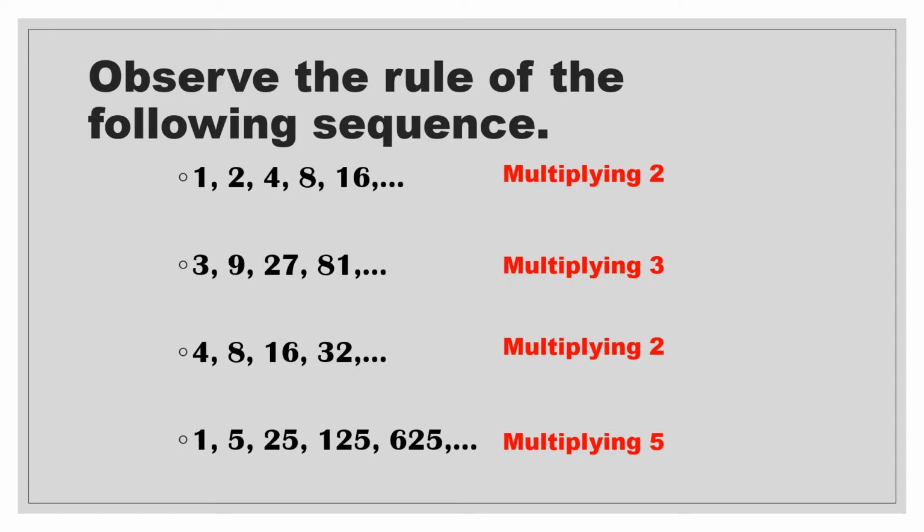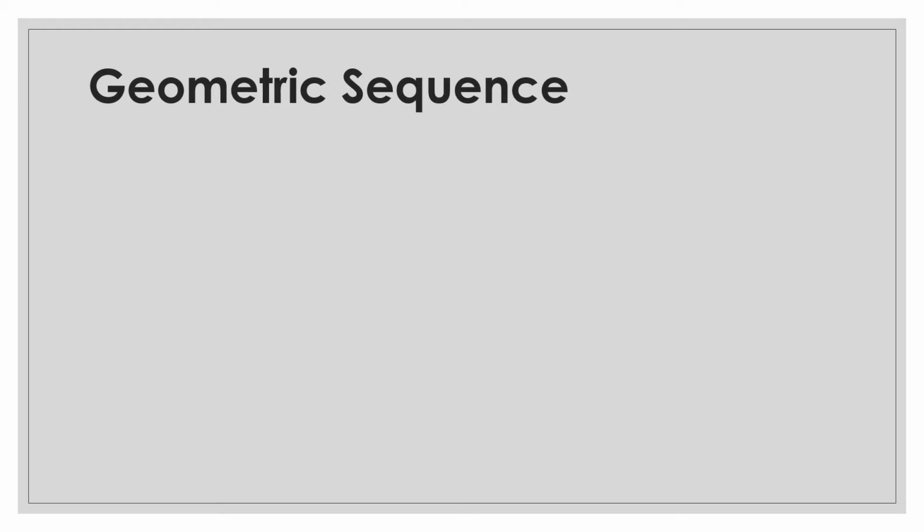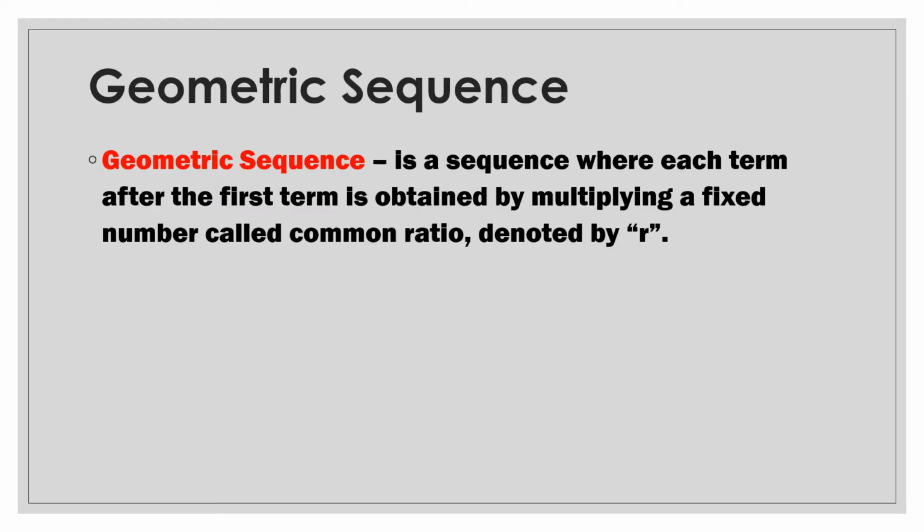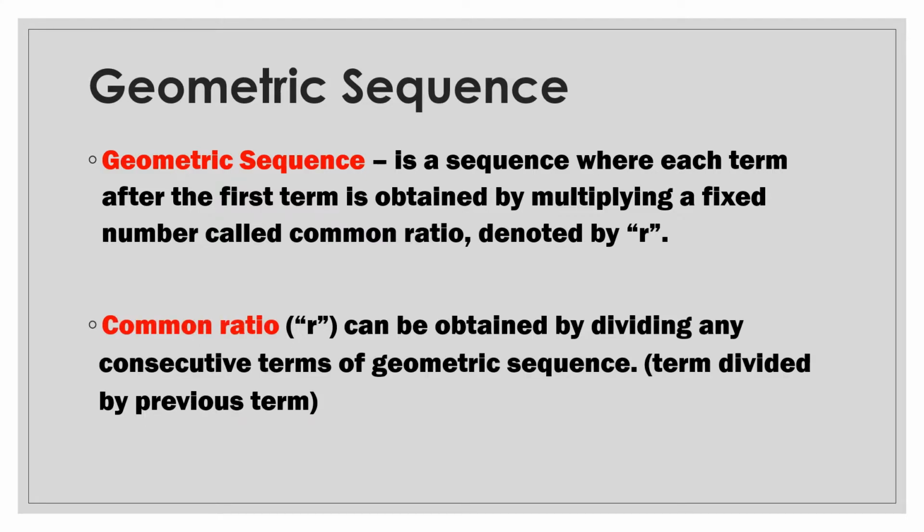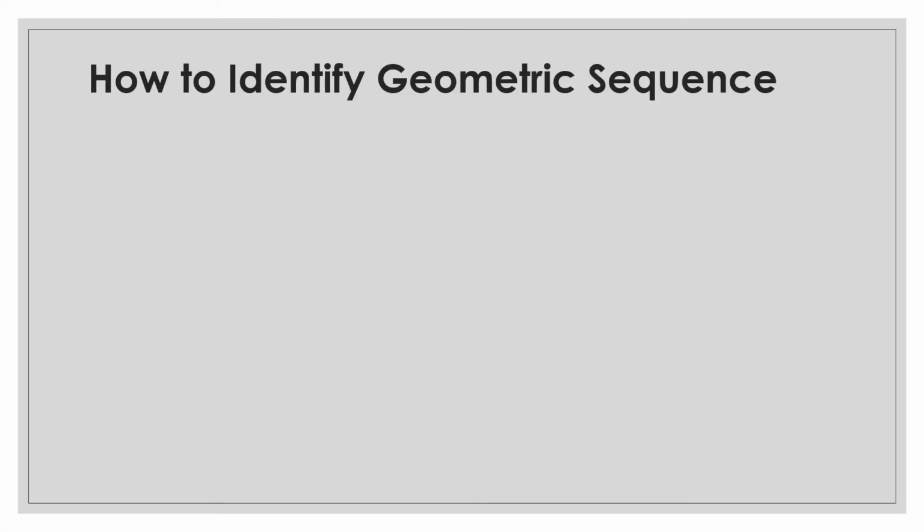So the following sequences are examples of geometric sequences. But what is a geometric sequence? A geometric sequence is a sequence where each term after the first term is obtained by multiplying by a fixed number called the common ratio, which is denoted by r. The common ratio, or r, can be obtained by dividing any term of a geometric sequence by the previous term.